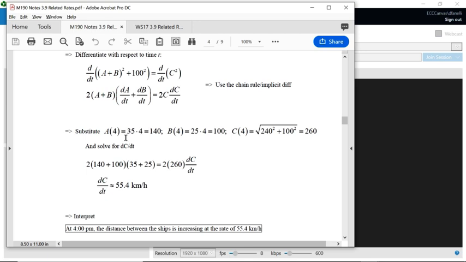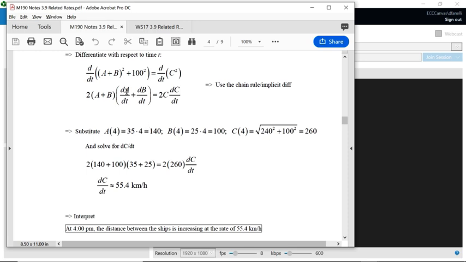And then we substitute in all the values at the instant of interest, and that's at 4 p.m., which is 4 hours after the starting time at noon, so therefore t is equal to 4. After 4 hours, ship A has traveled 140 kilometers. After 4 hours, ship B has traveled 100 kilometers. And after 4 hours, the distance between them would have been 260 kilometers at that instant. So we can plug those values in for A, B, and C.